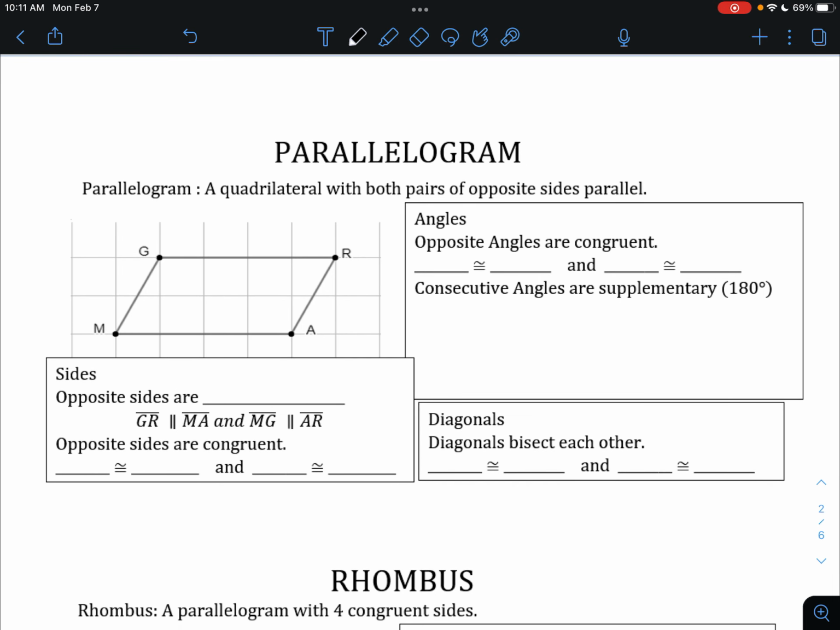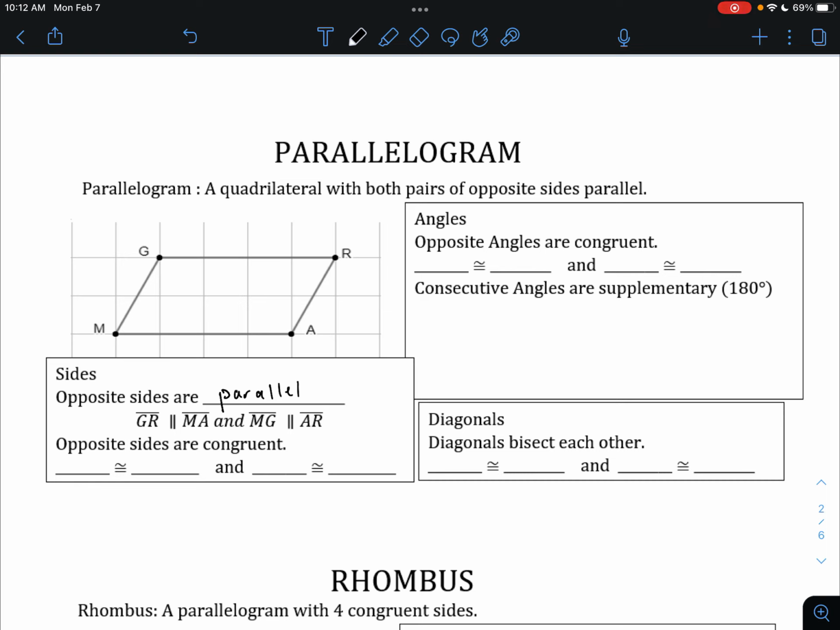Now, a parallelogram is a quadrilateral with both pairs of opposite sides being parallel. What that means is that GR and MA are opposite sides. GM and AR are opposite sides, so those are parallel. We're going to put that down in this first blank on the left, is that the opposite sides are parallel. So GR is parallel, that's what those vertical lines mean. GR is parallel to MA, and MG is parallel to AR.